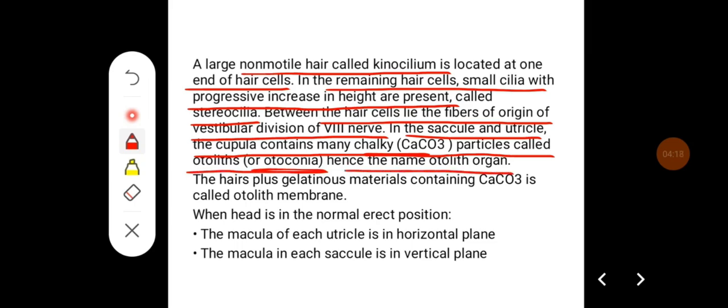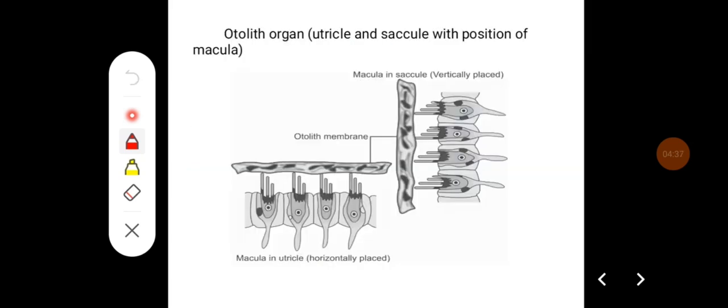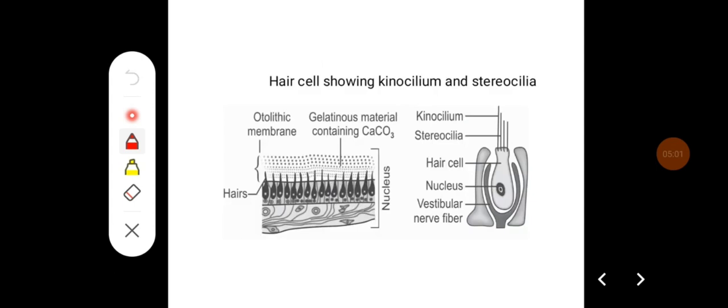The hair cells plus the gelatinous material containing calcium carbonate is called the otolith organ. When the head is in the normal erect position, the macula of each utricle is in the horizontal plane, whereas the macula of each saccule is in the vertical plane. So here you can see the otolith organs when standing in a resting position: the maculae of the saccule are placed vertically, and those of the utricle are placed horizontally. You can see the hair cells, with the kinocilium and stereocilia embedded into the otolith membrane.